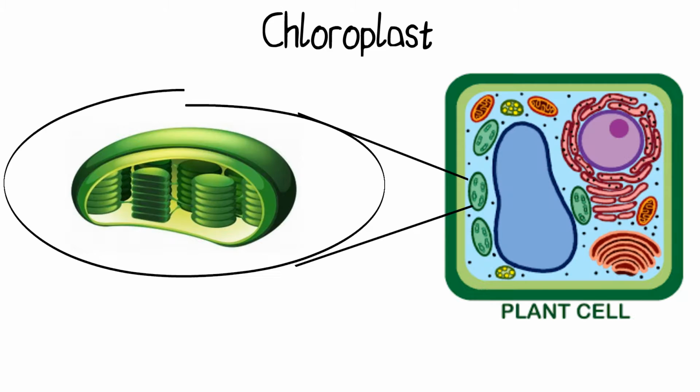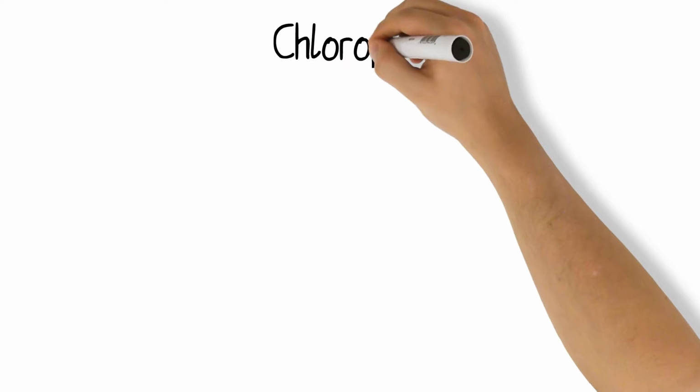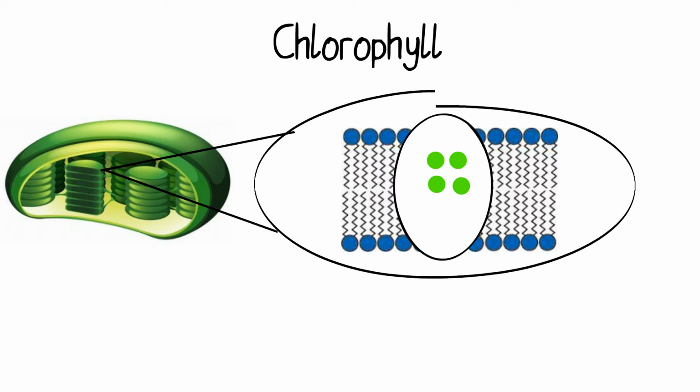Here is a closer look at the structure of chloroplast. It has an outer membrane, an inner membrane, thylakoids, stroma, which is luminal space, and a stack of thylakoids is known as granum. Chlorophyll is located in a protein complex that spans the thylakoid membrane.